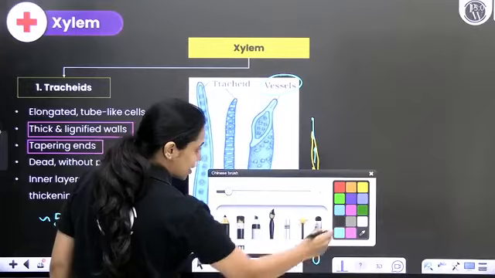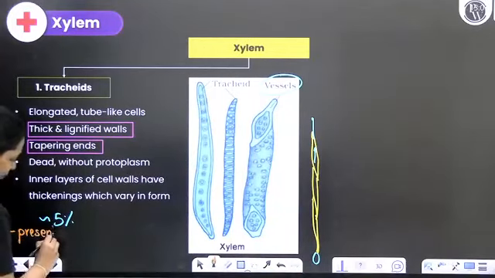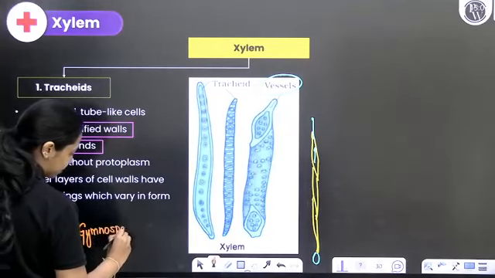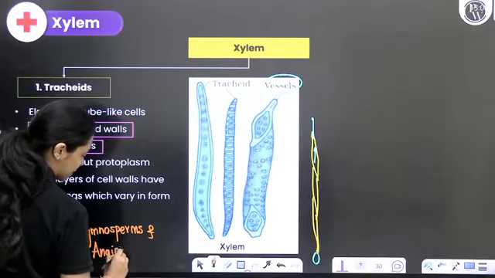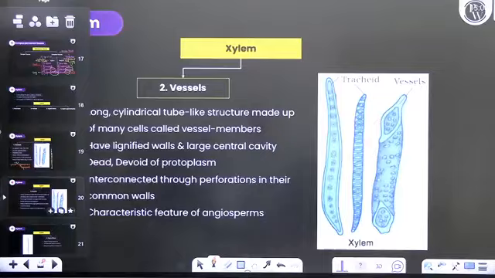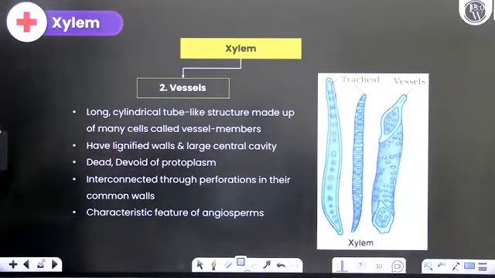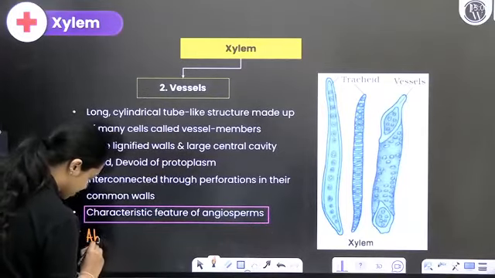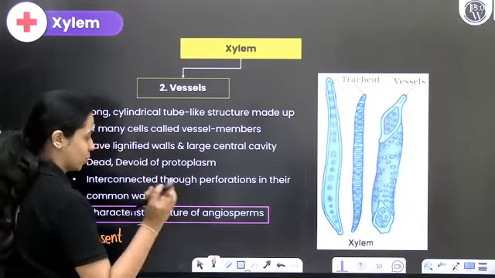Now, these tracheids are present in gymnosperms as well as angiosperms. Okay, let's talk about vessels. Vessels are characteristic features of angiosperms. Vessels are absent in most gymnosperms. Very few species have it. They act like a connecting link between gymnosperms and angiosperms.